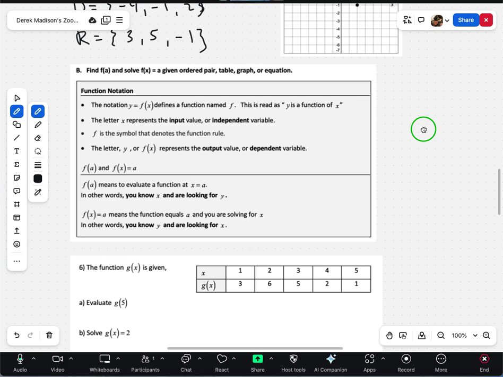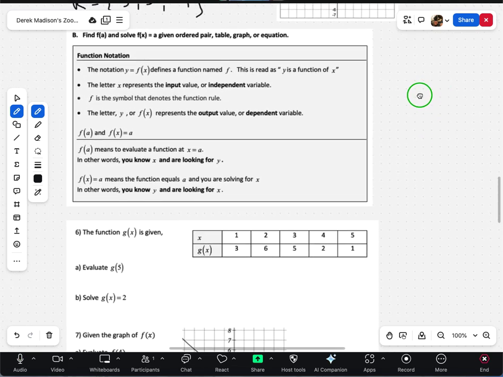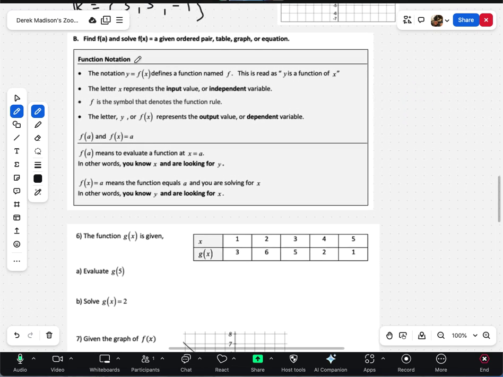Next, we get a little bit more notation. So this is the function notation, the f of x that we're seeing up in those earlier ones. So the notation y equals f of x defines a function named f. It's read y is a function of x, or y equals f of x would be another way of saying that. The x in this f of x is the input value or the independent variable, like we were just seeing. F is a symbol that denotes the function rule.